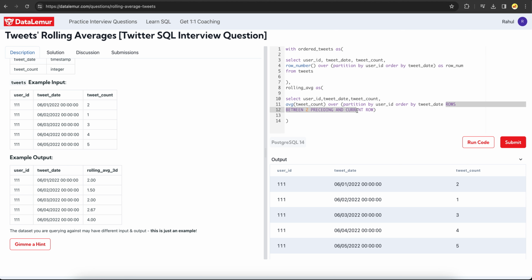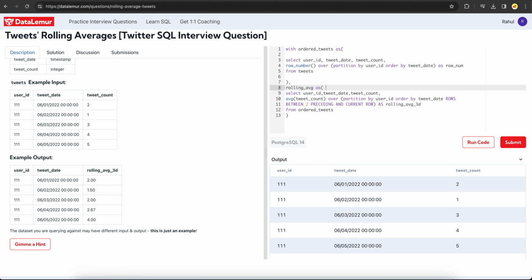But this particular thing is where we are mentioning that we have a window of size 3, that is the current row and 2 rows prior to that. And here is where the average part is coming in. So therefore we have a moving average, and that's all you have to do. And you can assign it an alias, maybe rolling_average_3d. And all of this will come from the above CTE that you had created, that is basically your ordered tweets.